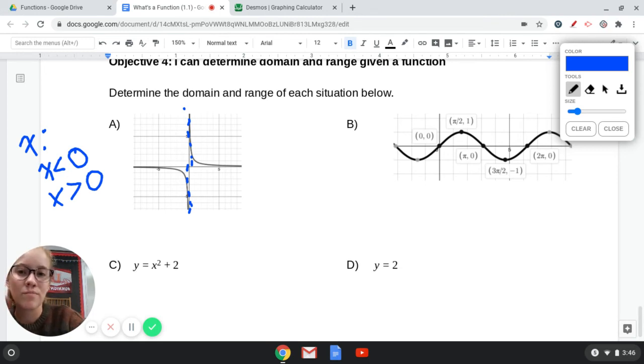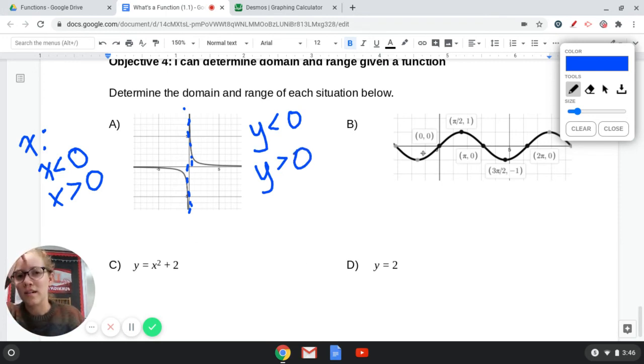Now you might say, well, Ms. Anton, the domain and the range look a lot the same, and you're right, they do. So the range is also y is greater than 0 because it goes up forever and ever. But notice here, it doesn't touch 0, so it has to be greater than 0. Excuse me, y is greater than 0.